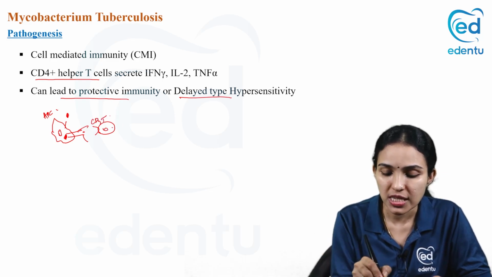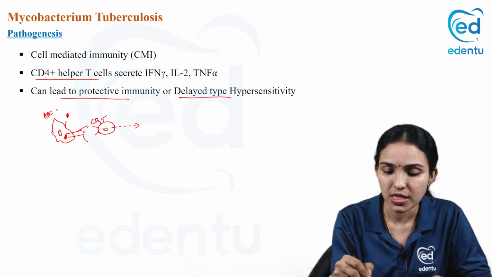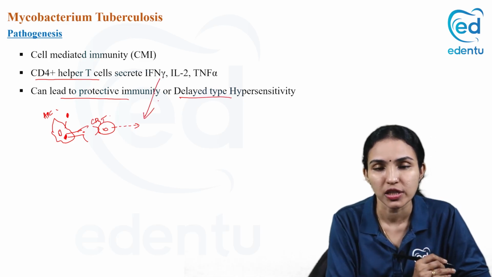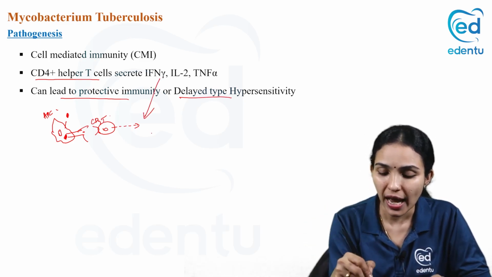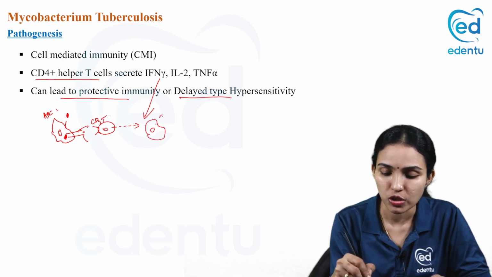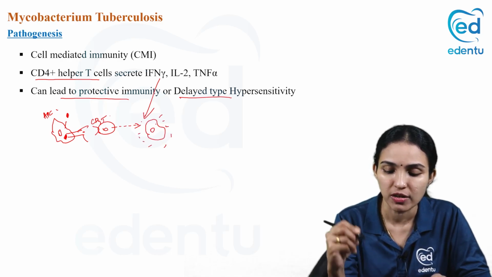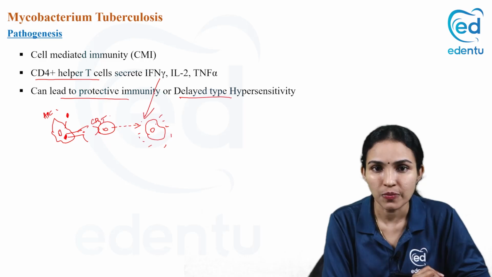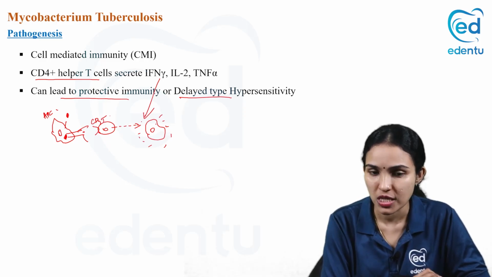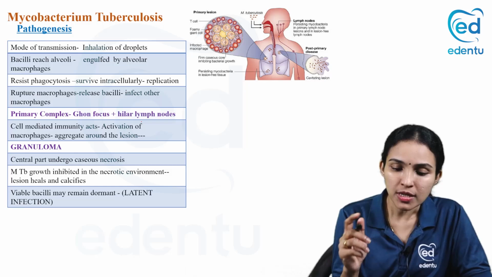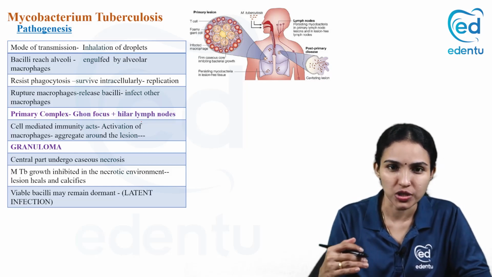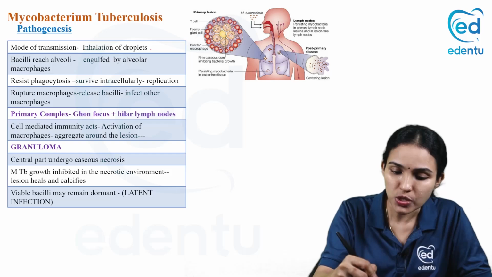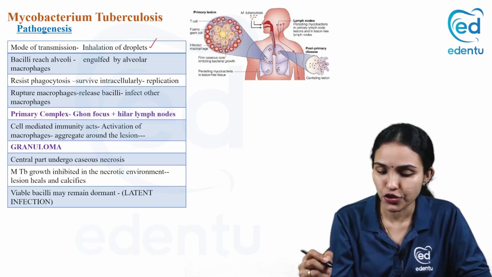The CD4 T cell will secrete a number of cytokines, which are interferon gamma, interleukin 2, and TNF alpha. This in turn will activate the macrophages. So the macrophages get activated in response to these cytokines. This macrophage activation is important in tuberculosis pathogenesis. So here you can see what you can write when pathogenesis is asked in the exam, in the form of a flow chart. The mode of infection is inhalation of droplets.